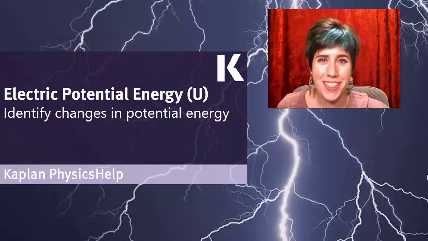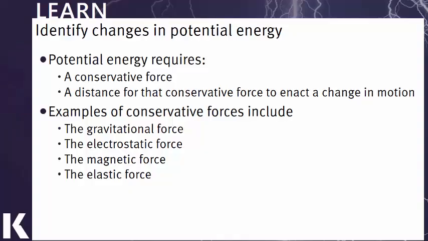Hi, my name is Justine Harkness, and in this video, we'll look at how to identify changes in potential energy. In order to have potential energy, we must have both a conservative force and a distance for that force to enact some sort of a change in motion. And to think about what this means, let's consider gravity, since gravity is a type of a conservative force.